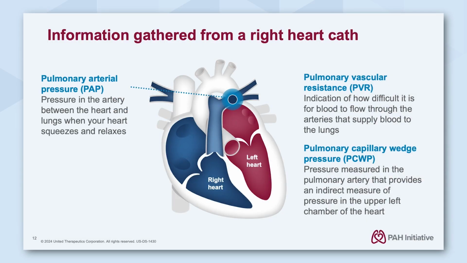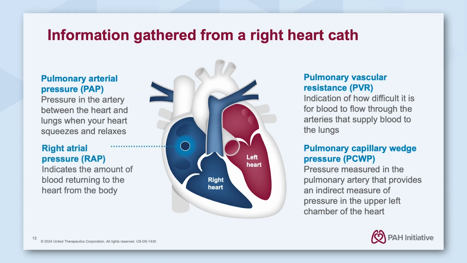The pulmonary arterial pressure, on the other hand, is just a direct measurement of the pressure at which the blood is circulating within the blood vessels of the lungs. Here, the right atrial pressure is basically the smaller chamber on top of the right ventricle, and this is the chamber that receives the blood from the rest of the body. And obviously, it gives us an idea of what the pressure is on the right side of the heart when it first receives the blood.